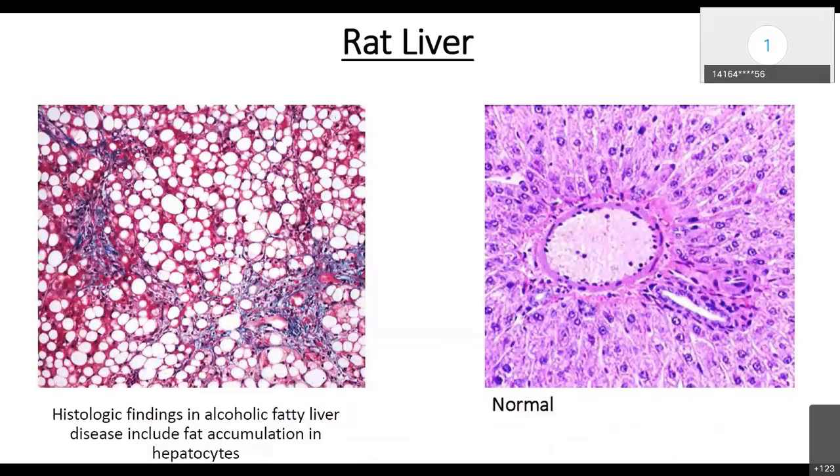It's a normal liver from the rat on the right-hand side. On the left-hand side is the fatty liver, because of chronic alcohol consumption, from a rat. So it's an experimental model. So what typically happens when alcohol is consumed for a long time? Hepatocytes, that is cells from the liver, are replaced by fat.